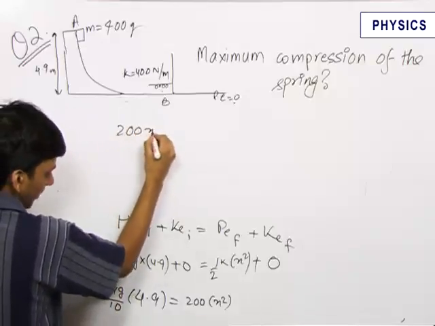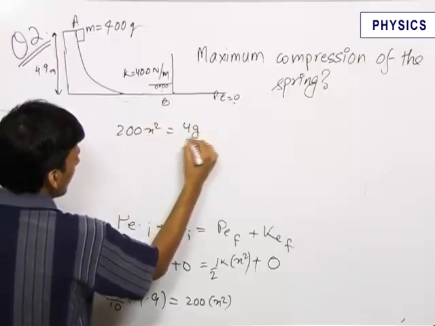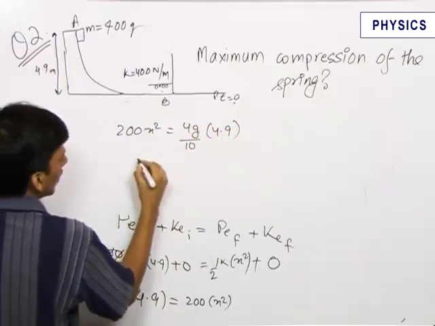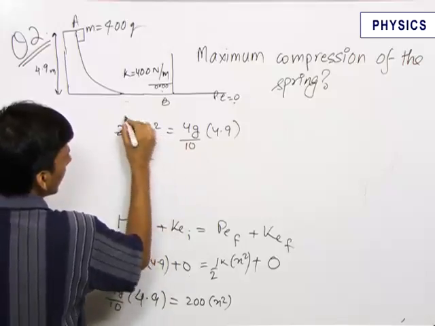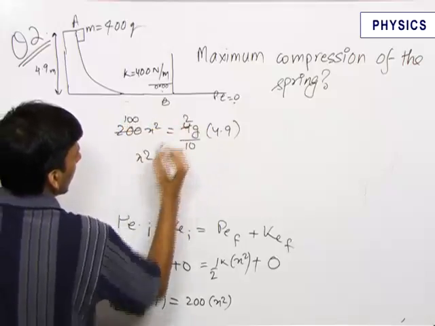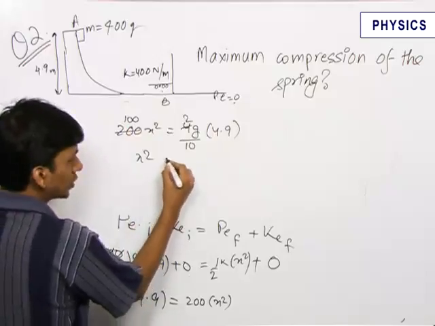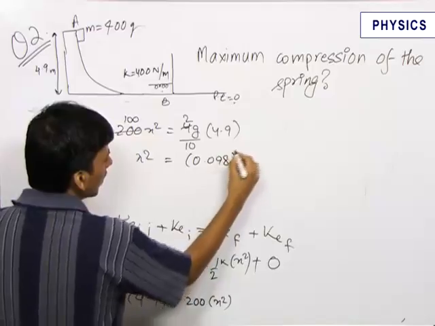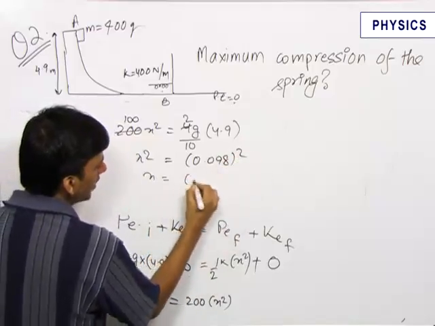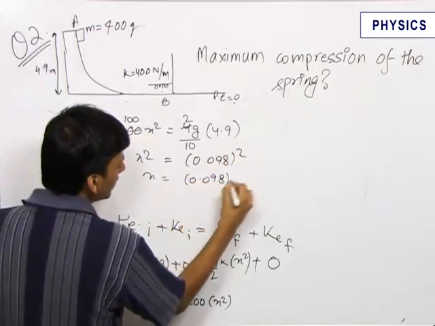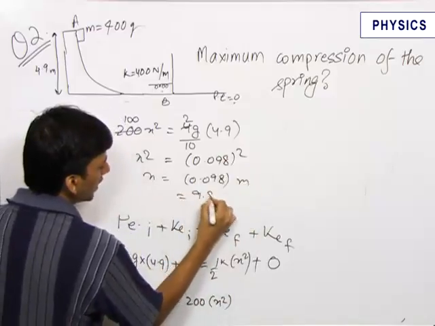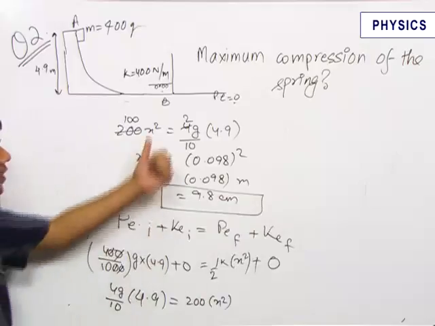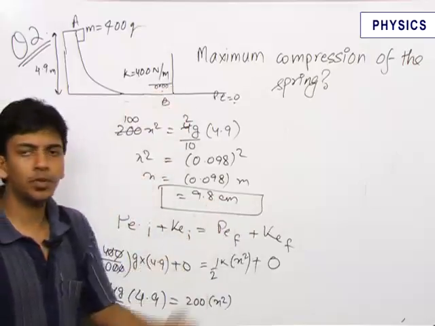x square is equal to 4g by 10 into 4.9. We solve this to get x square as 0.098 whole square. Therefore x comes out to be 0.098 meters, which is equal to 9.8 centimeters. So the final answer for the maximum compression in the spring is 9.8 centimeters.